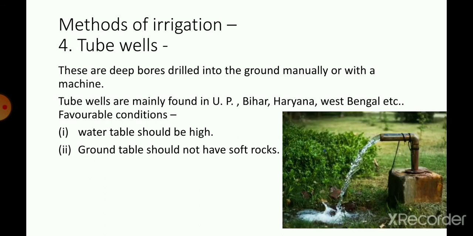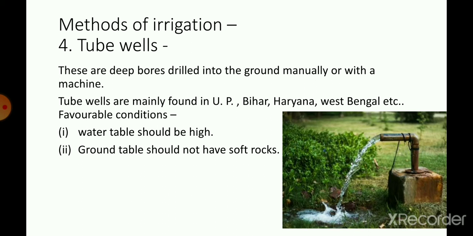Next, fourth method of irrigation, tube wells. These are deep bore wells drilled into the ground manually or with a machine. Tube wells are commonly found in Uttar Pradesh, Bihar, Haryana, West Bengal, etc. Just two places are enough for your examination purpose. Next, favorable conditions for building or constructing tube well or bore well. Tube well is also known as bore well. What are the favorable conditions?